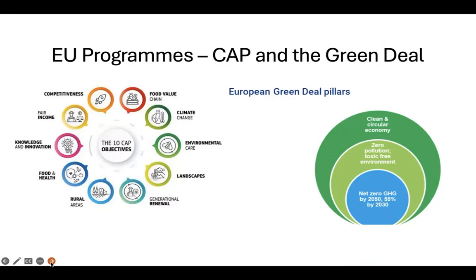There's also an element of a just transition. Of course, as we move towards carbon neutrality, it adversely affects certain regions, particularly, for instance, coal mining regions and fossil fuel regions. Inevitably they find themselves in the periphery. And so there's additional support for areas hit by those.